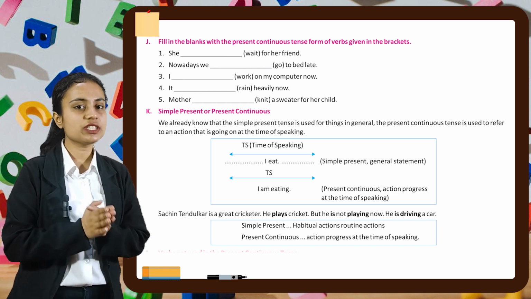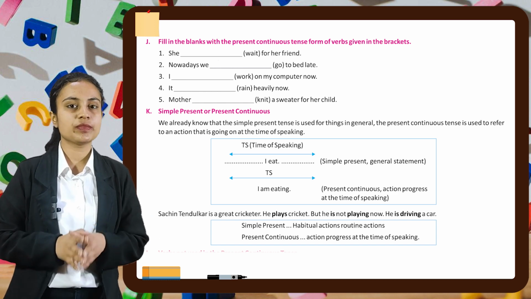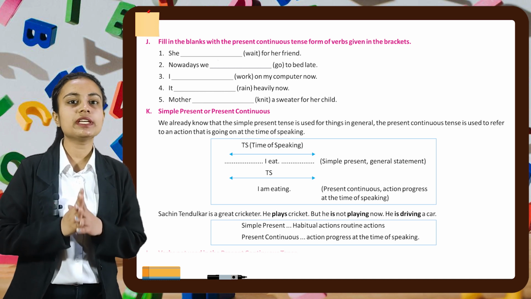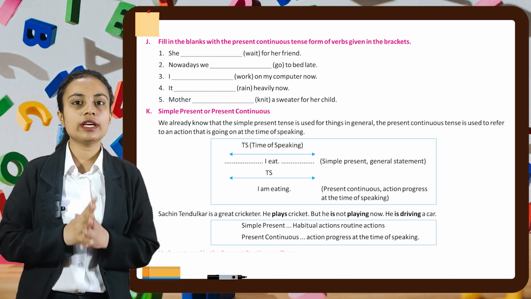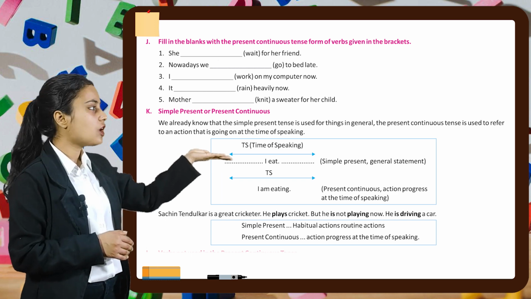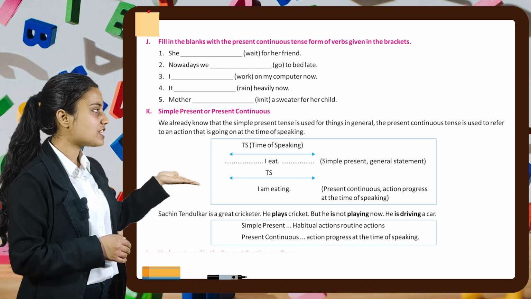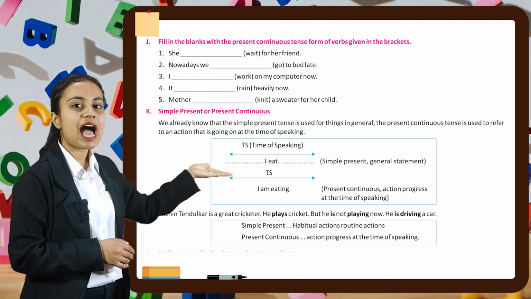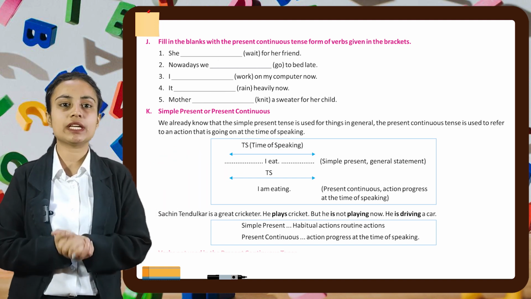Sachin Tendulkar is a great cricketer. He plays cricket, but he is not playing now. He is driving a car. Simple present is for habitual or routine actions, whereas we use present continuous when the action is in progress at the time of speaking.